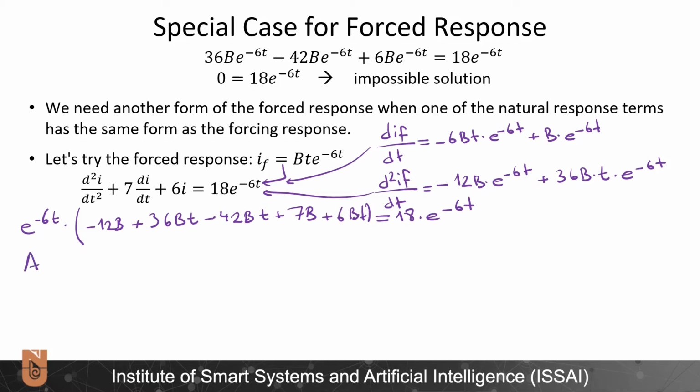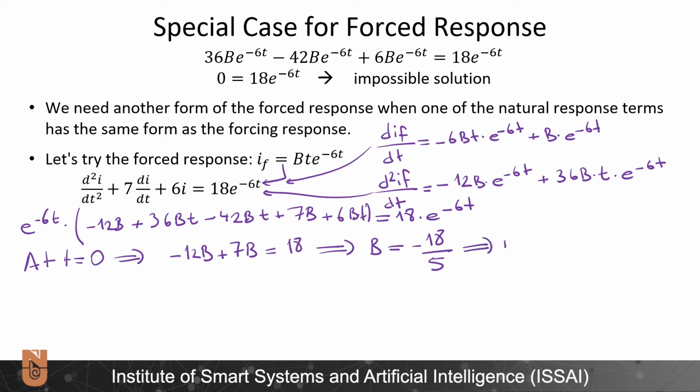So at t is equal to 0, we have minus 12b plus 7b is equal to 18. And from here I calculate b as minus 18 over 5. If b is this, then my forced response will become i of t is equal to minus 18 over 5 t times e to the minus 6t, and I find the forced response of the circuit this way for this special case.